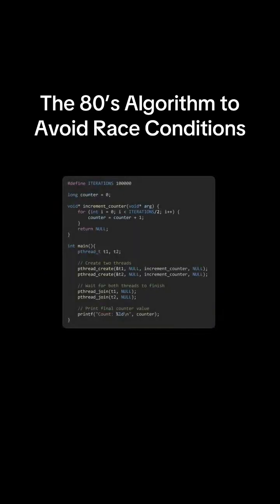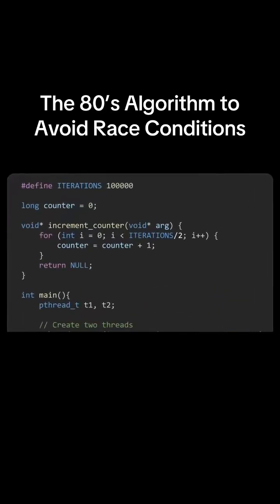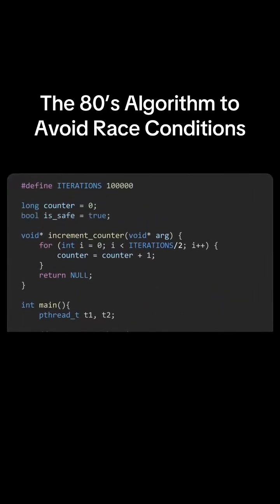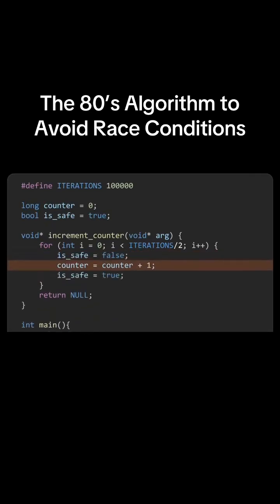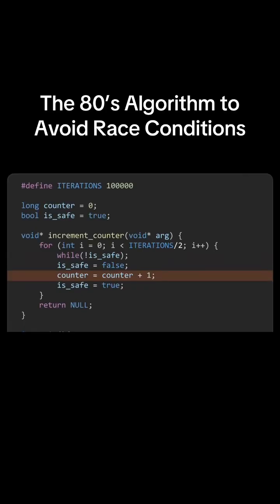The first idea most people new to concurrency come up with is, what if we add another control variable? For example, suppose we introduce a variable called isSafe that indicates whether it's safe to enter the critical section. The plan is simple. When a thread enters its critical section, it sets isSafe to false. When it exits, it sets isSafe to true. So if one thread is executing its critical section, the other thread spin waits until isSafe becomes true again. Sounds reasonable, right? But here's the problem.